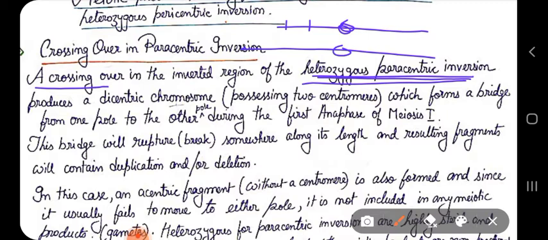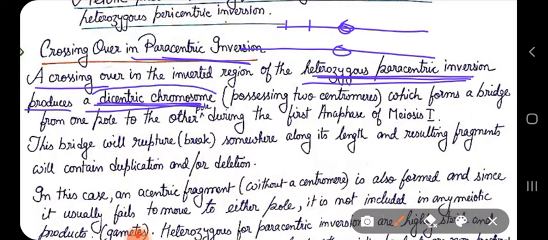In the previous one, the inverted segment included the centromere, but here you will see what happens when we are doing crossing over in case of heterozygous paracentric inversion. That means one of the chromosomes will have the inverted segment but it does not involve the centromere, while the other chromosome from that same homologous pair is normal. So a crossing over in the inverted region of heterozygous paracentric inversion will produce a dicentric chromosome.